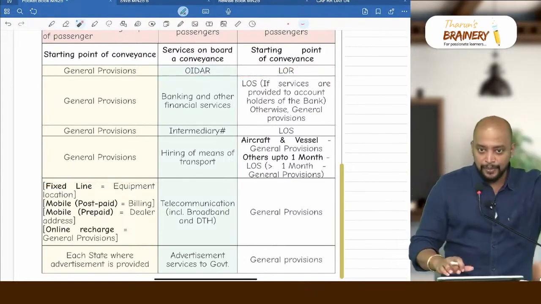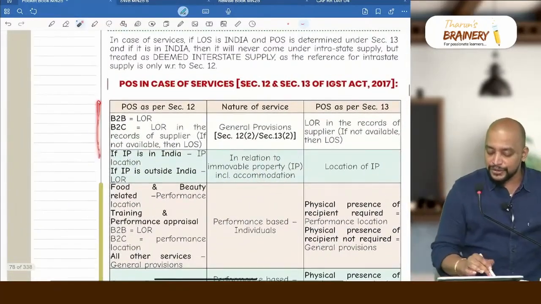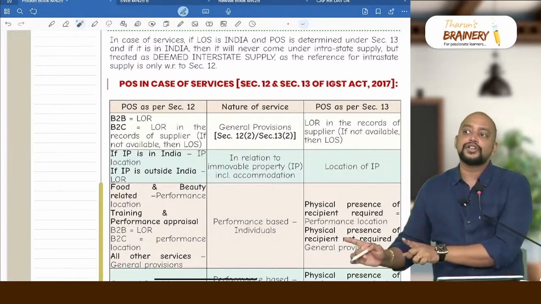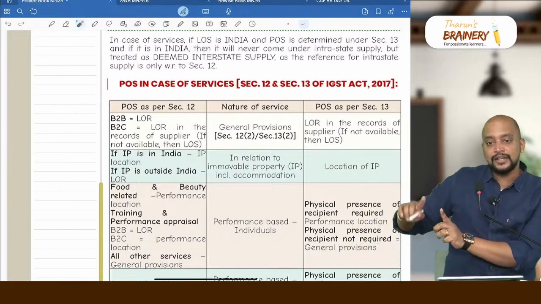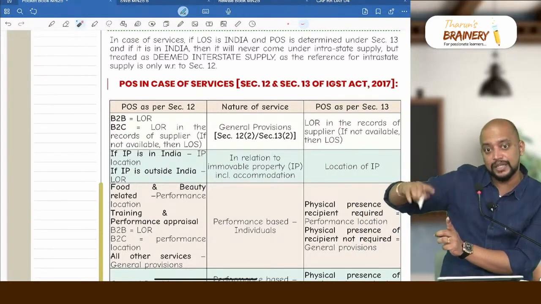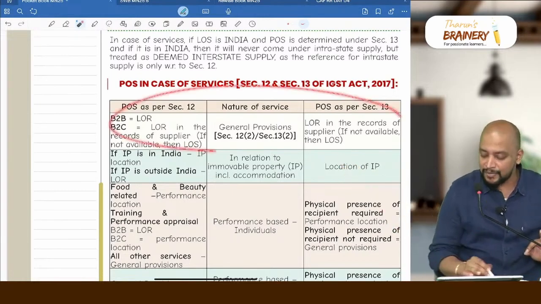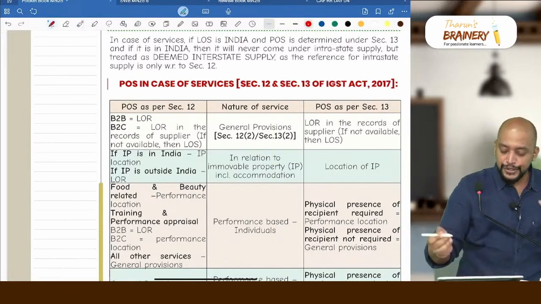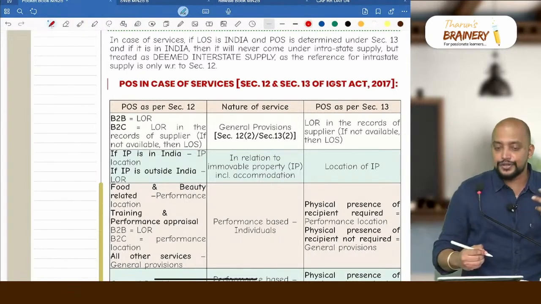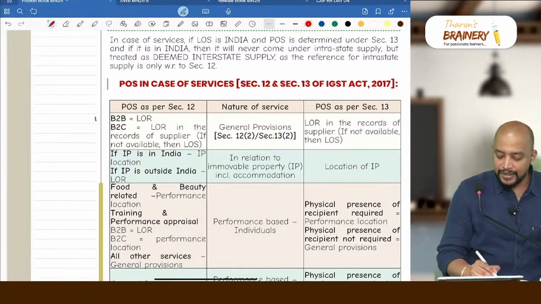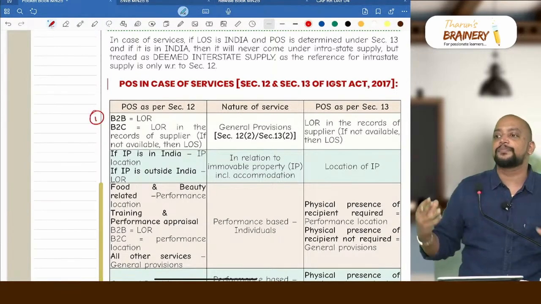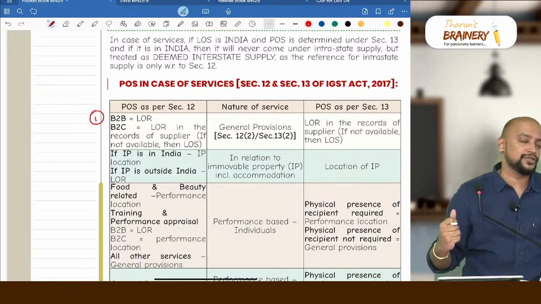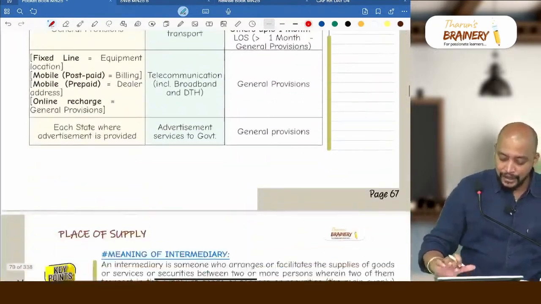So first, general provisions: B2B, B2C, location of recipient in the records of supplier, otherwise location of supplier. For 12, location of recipient; if location of recipient in the records of supplier is not available, then location of supplier. So first you remember these general provisions. Then second point, B2B, B2C classification. So you can write that, so that when you are quickly revising it will be easy, because this much load cannot be taken into your mind, and because of that you will make a mistake. That's why you should remember as simply as you can. First you remember this, then you go to this point.